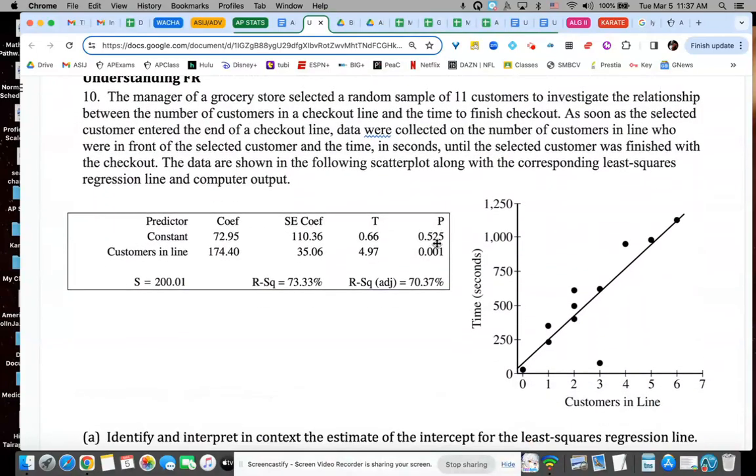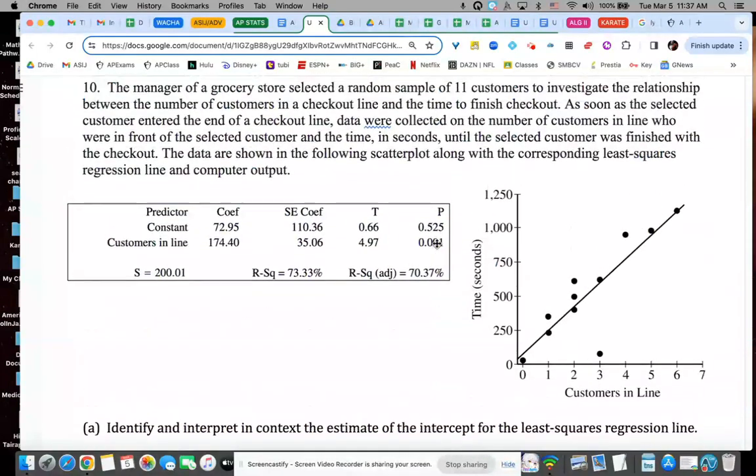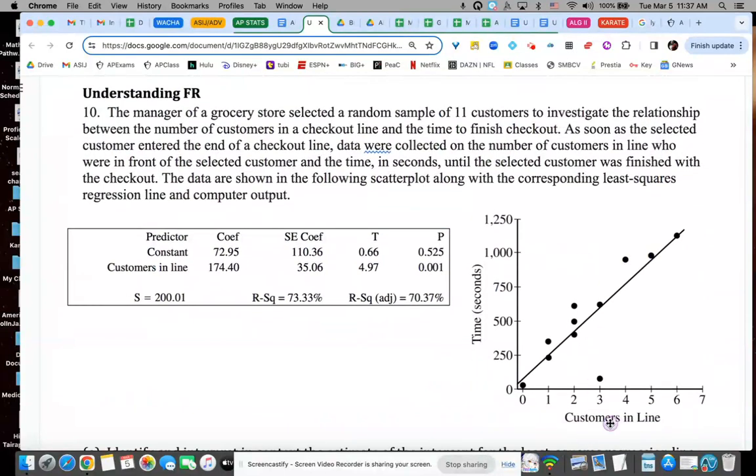Number 10. Okay, so we're on to free response now. This is just a regression with the customers in line and how long it takes you to get there. We have a bunch of data, right? I got the slope, 174. I got the y-intercept, that's 79 or 73 almost. And I have my R squared here. Remember, we don't use the adjusted, and we won't do any of this stuff until we do inference next unit.